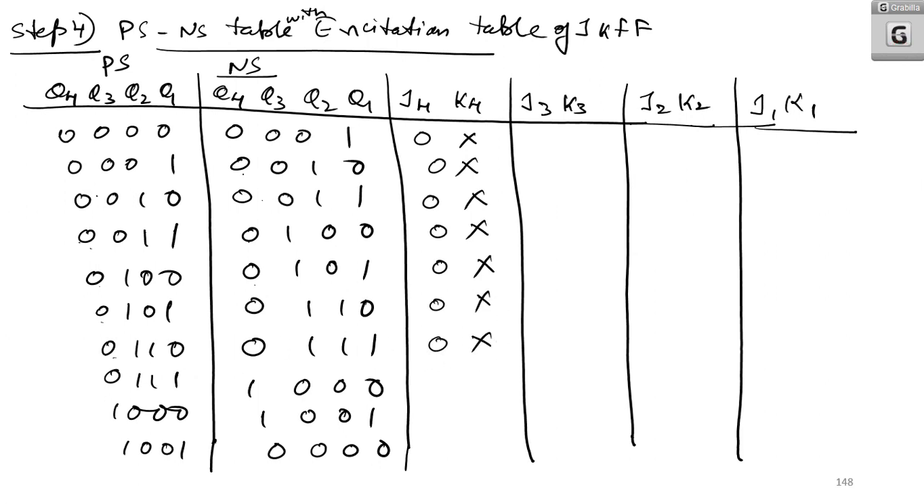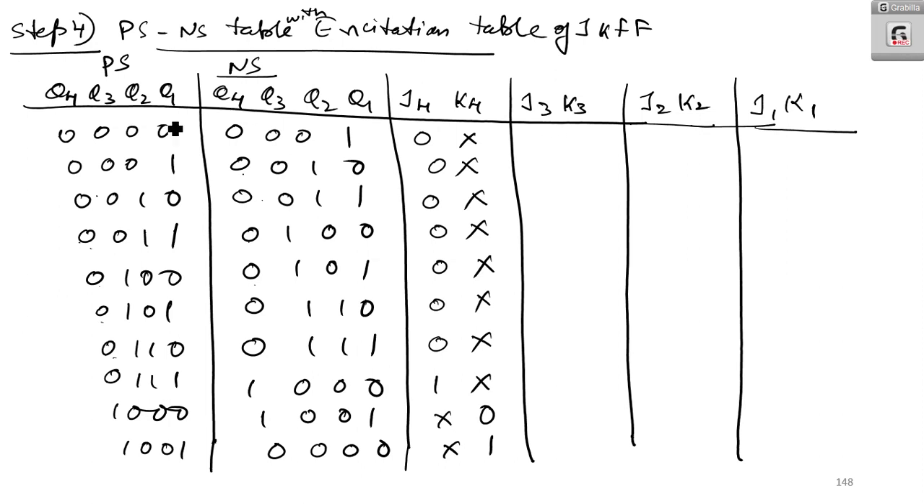Now comes 0 to 1. 0 to 1 means it is set, so it is 1, don't care. 1 to 1 means it is don't care 0. 1 to 0 means it is reset, so it is don't care 1. So you got J4 and K4.